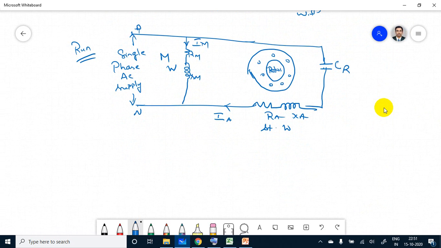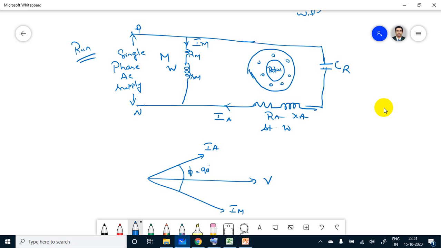Once the motor starts running, you see the phasor diagram. This IM, this IA, the auxiliary winding current, will be leading, and this is IM, the main winding current. The angle between IA and IM, phi, should be 90 degrees. So IA leads voltage by 90 degrees, and IM lags voltage by 90 degrees. The overall angle is 90, but half of the portion comes around 45 degrees. This is 45, this is 45 degrees.